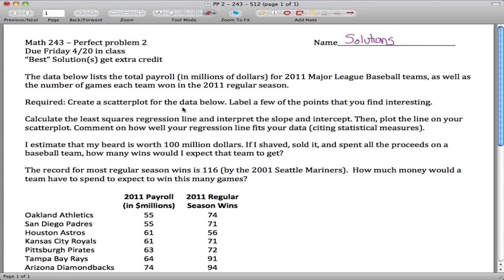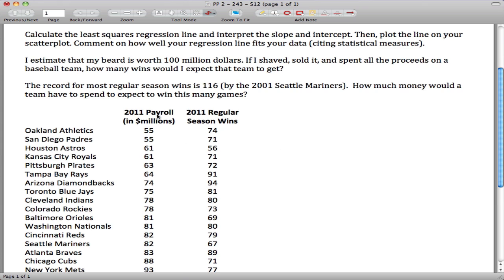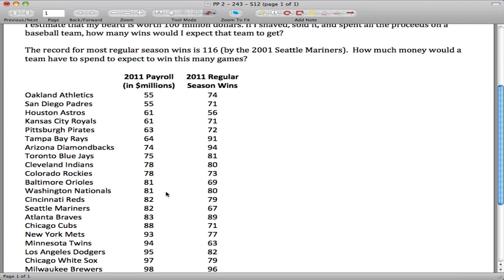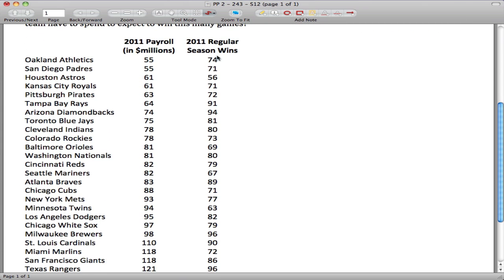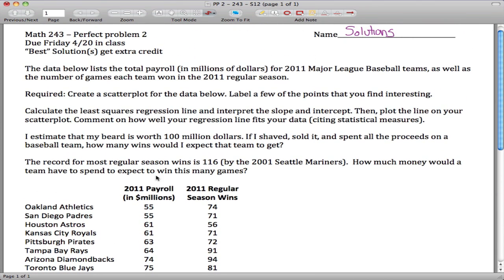So the first step is to create a scatter plot for the data below. Okay, what is the data? We're given a list of the total payroll, so how much baseball teams spent in salary each year, and how many wins they got that year. So what we have here is 2 sets of data, and it seems like this data causes this data. The more money you spend, the more wins maybe you'd expect to get. So I would say that over here we have our explanatory variable, and over here maybe I'll add a little x for explanatory and y for response over here.